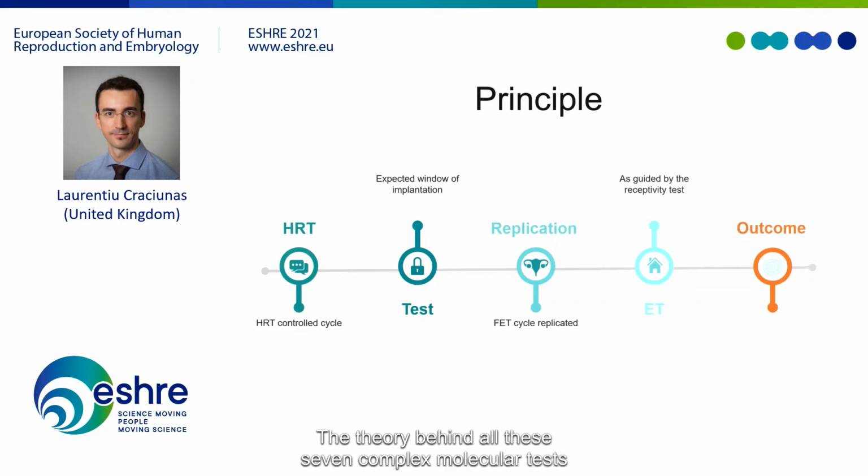The theory behind all these 7 complex molecular tests of endometrial receptivity is that the embryo development might be out of sync with the endometrial development. In other words, the time when embryos are ready to implant may be different from the time the endometrium reaches the highest receptivity. The tests aim to identify this discrepancy by analyzing the molecular profile of the endometrium in a simulated cycle and use the results to guide the future embryo transfer. It assumes the asynchrony is identical from one cycle to another.